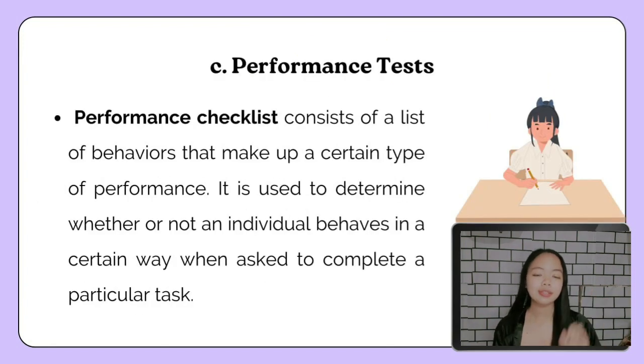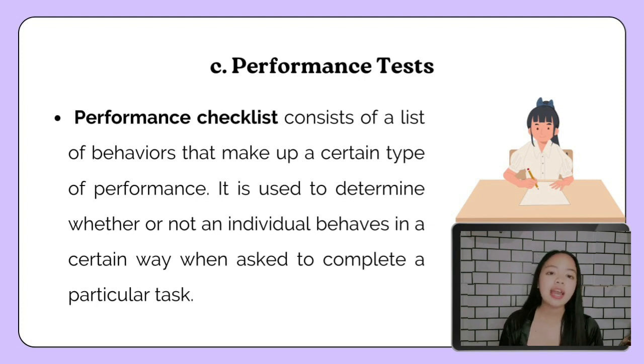The third category is called performance checklist, which consists of a list of behaviors that make up a certain type of performance. It is used to determine whether or not an individual behaves in a certain way when asked to complete a particular task. To be more specific, it is a tool used to evaluate a person's performance based on a list of specific behaviors or tasks.